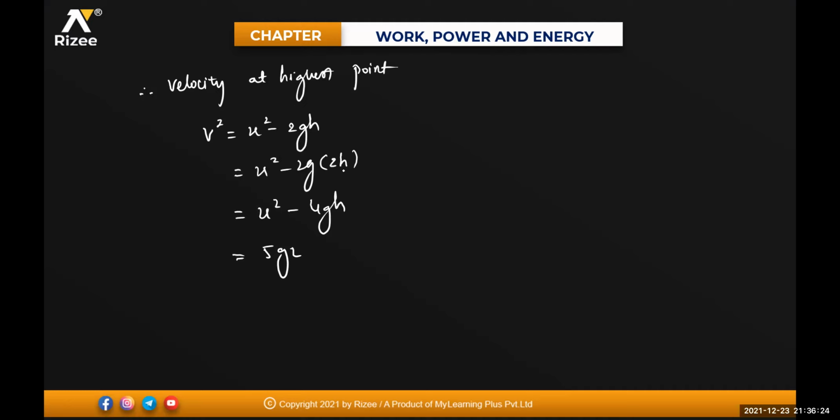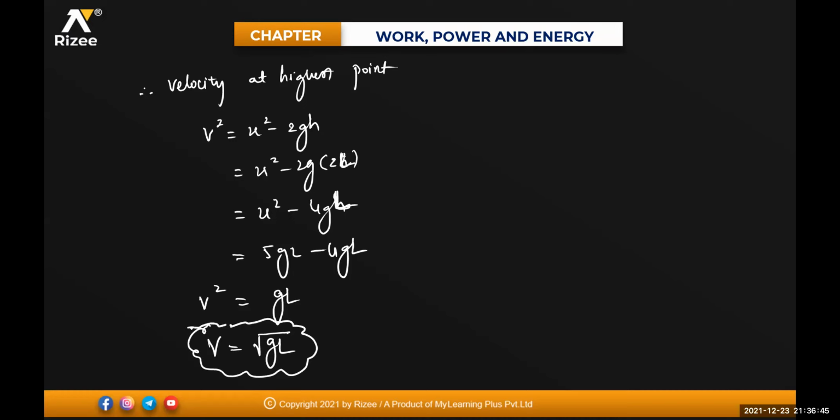Here h is equal to 2 into L, so this will become 2L. That means this becomes 5gL minus 4gL, which is nothing but gL. So v square is equal to gL, and velocity will be equal to under root of gL. This velocity is also called the critical velocity. So for a body to make a complete vertical circle, the lowest velocity must be equal to under root of 5gL, and the highest velocity must be equal to under root of gL.